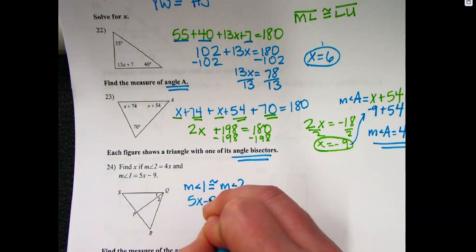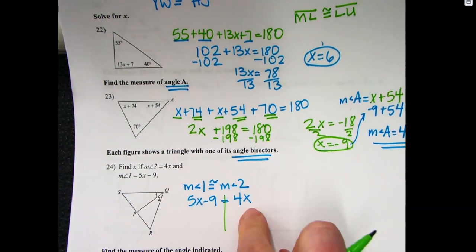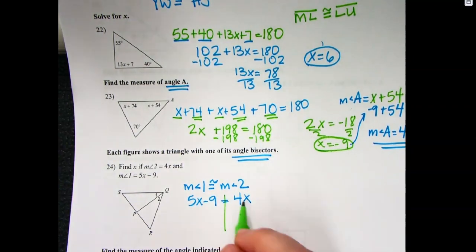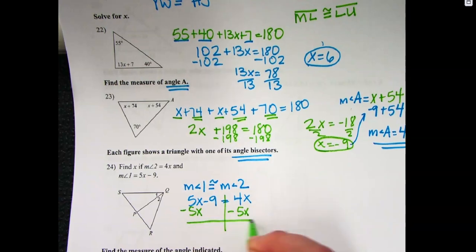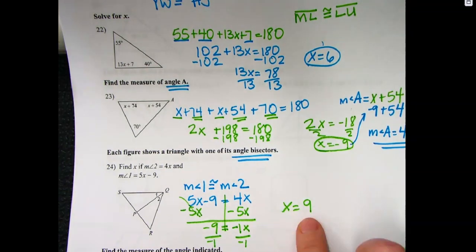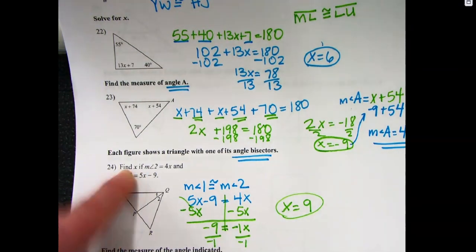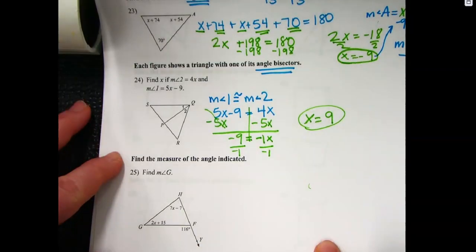5x minus 9 is equal to 4x. Now, because your x's are on different sides, I need to get those together. If I were to move 4x over here, I would have nothing on this side, so I'm going to move 5x to this side. No big deal. That cancels, leaves you with negative 9 equals negative 1x. We divide by negative 1, so x equals positive 9. Make sure you answer your question. x equals 9, find x. Bingo, we got it.